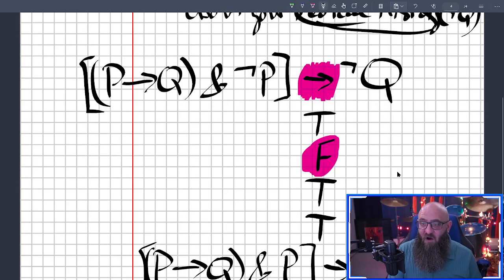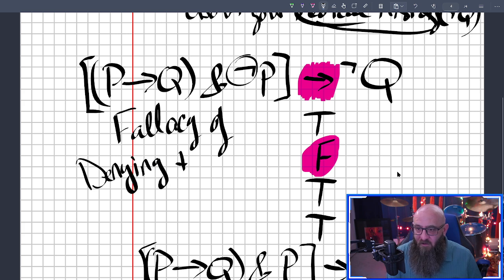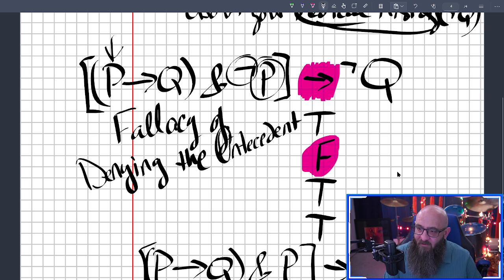And so this is what we call the fallacy of denying the antecedent. That's the first part of an if-then statement. Denying the antecedent, and that's what this fallacy is called. The fallacy of denying the antecedent. Again, you don't necessarily have to worry about the name. Of course, if you think it's interesting.